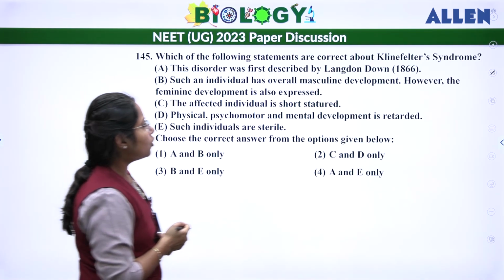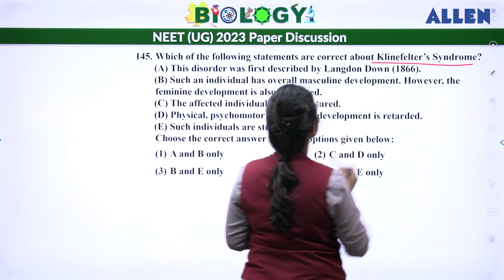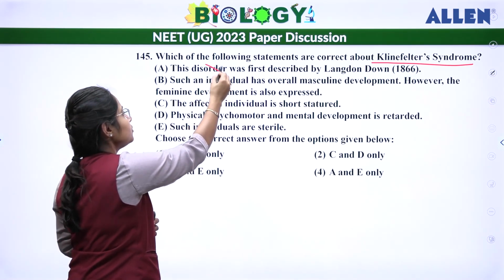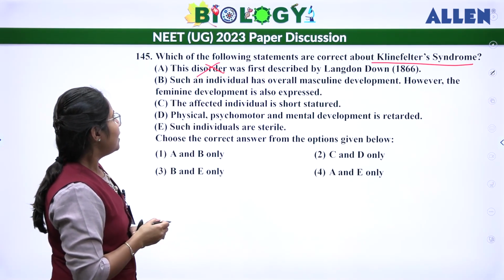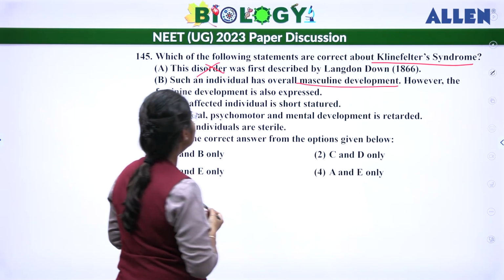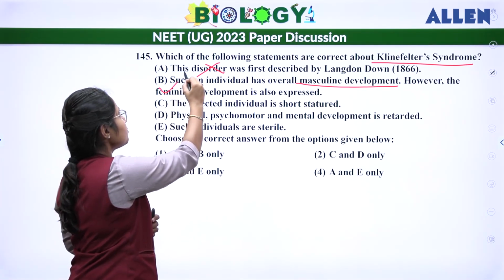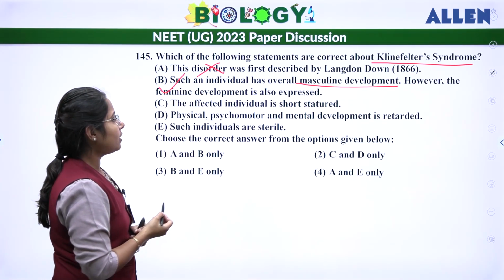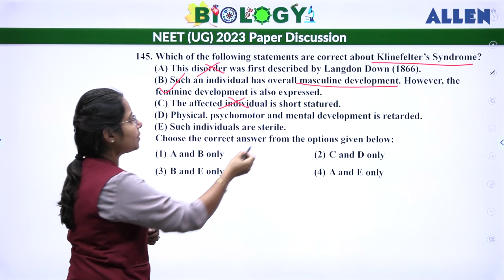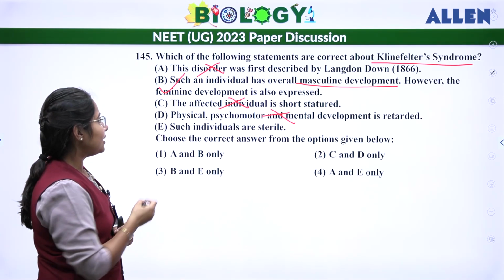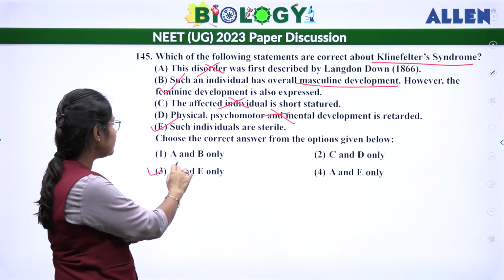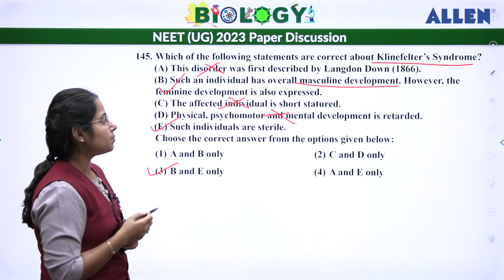Next, which of the following statements is true about Klinefelter syndrome? The disorder was first described by Langdon Down, which is wrong. That was Down syndrome. Such an individual has overall masculine development, however the feminine development is also expressed, which is true. The affected individual is short-statured, that is not there. Physical, psychomotor and mental development is retarded, again not there. Such individuals are sterile, which is true. So options B and E statements are correct. The other statements are wrong.